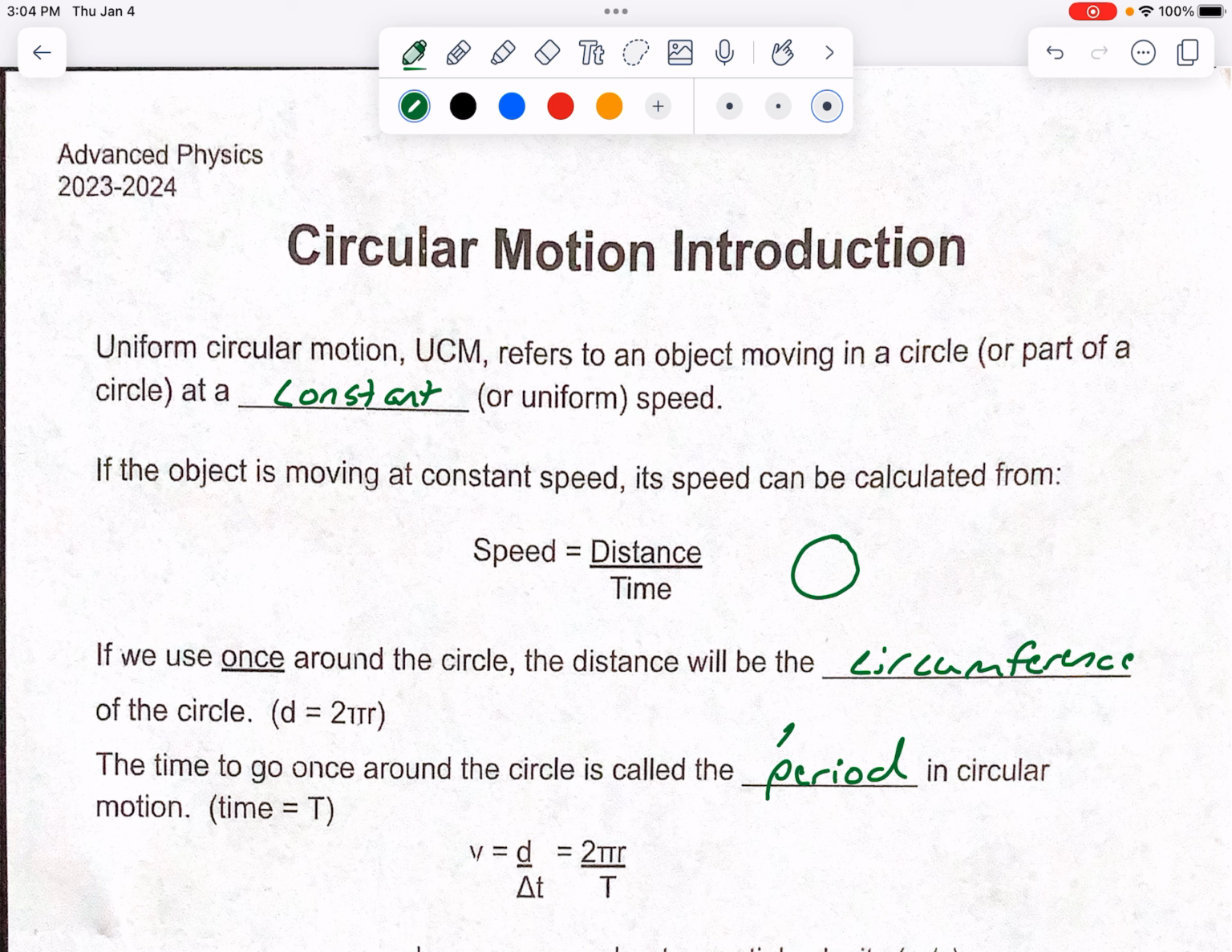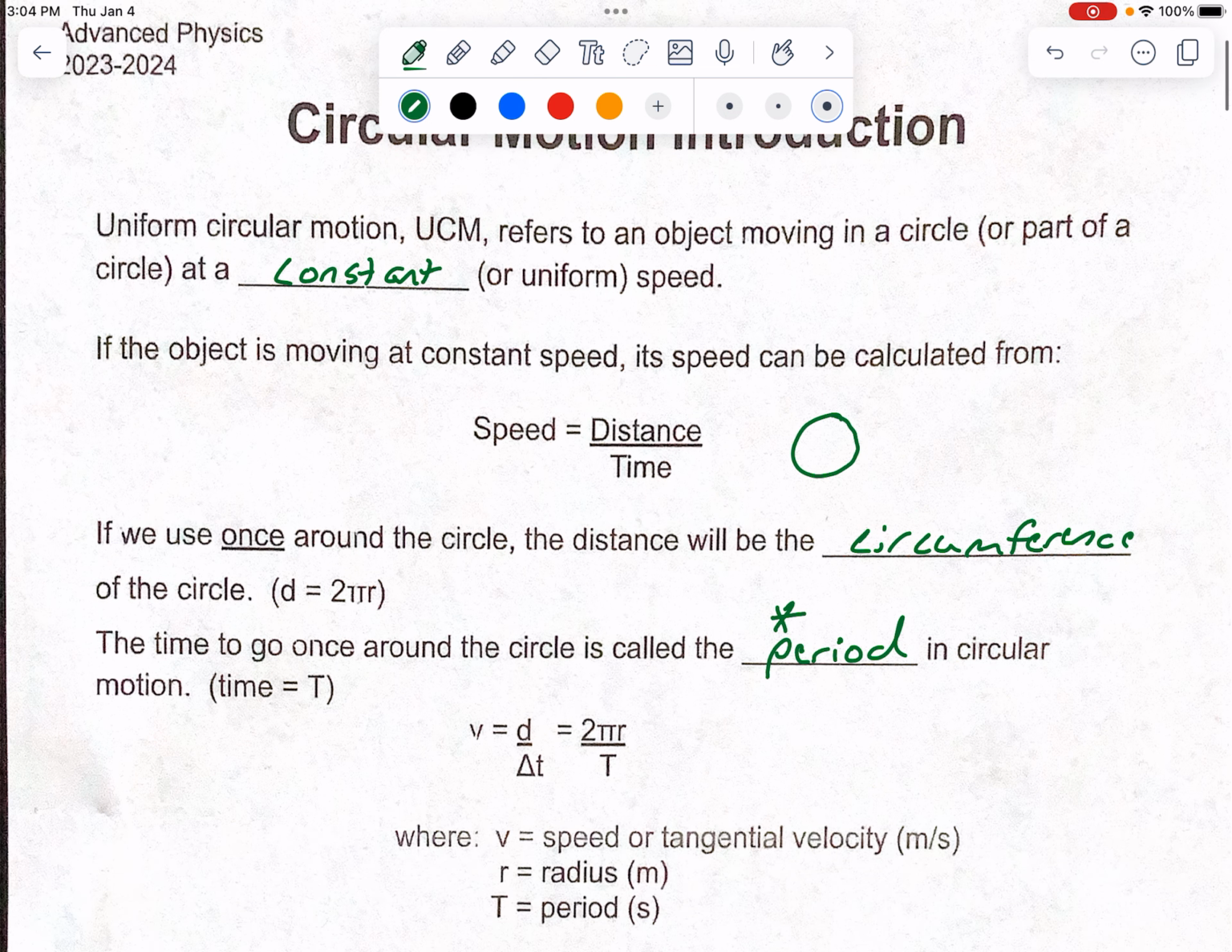Okay, so that is kind of a newer term. Okay, so the period is the time it takes to go around one time. So for some reason, that term kind of proves to be confusing throughout this unit. So just make sure you know that it is the time to go around once. And that is capitalized by uppercase T.